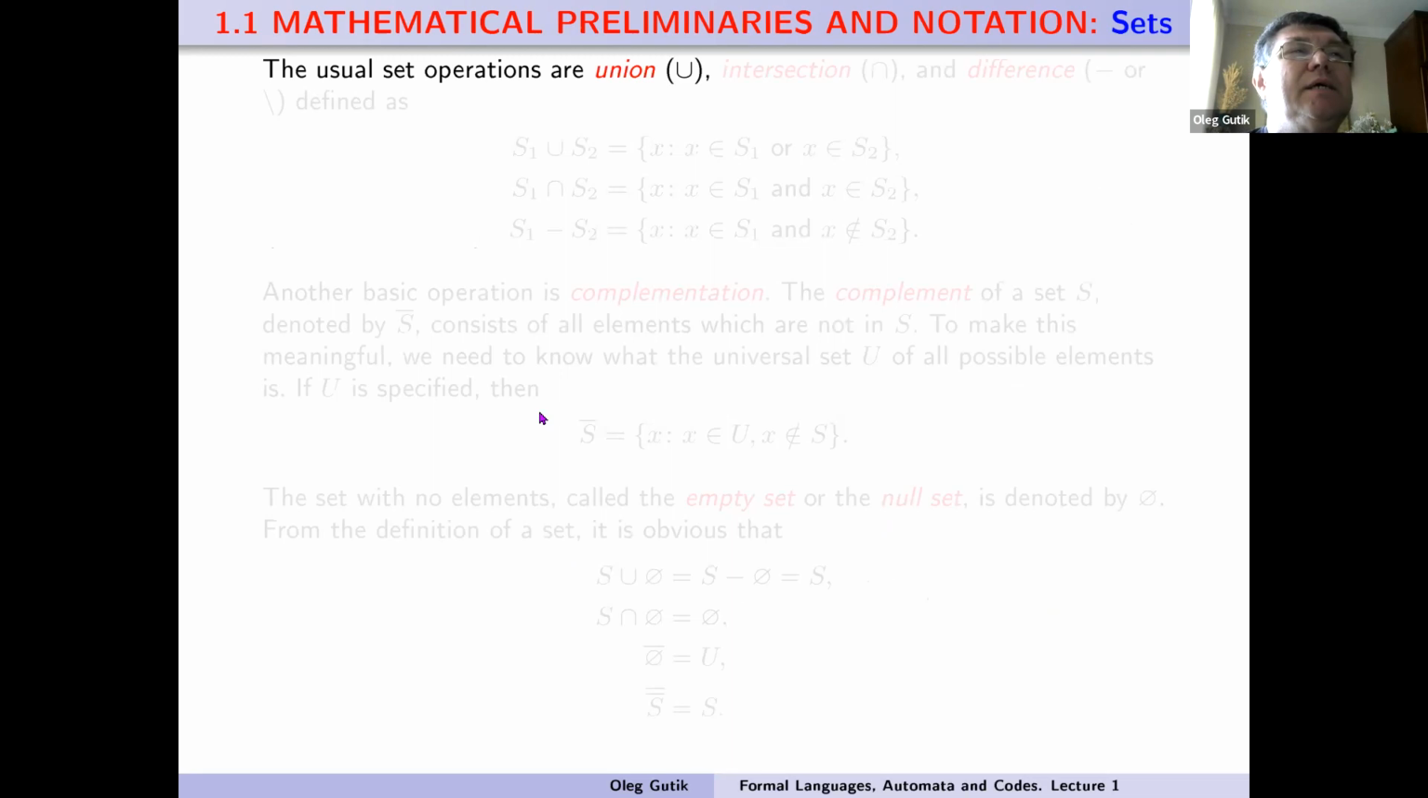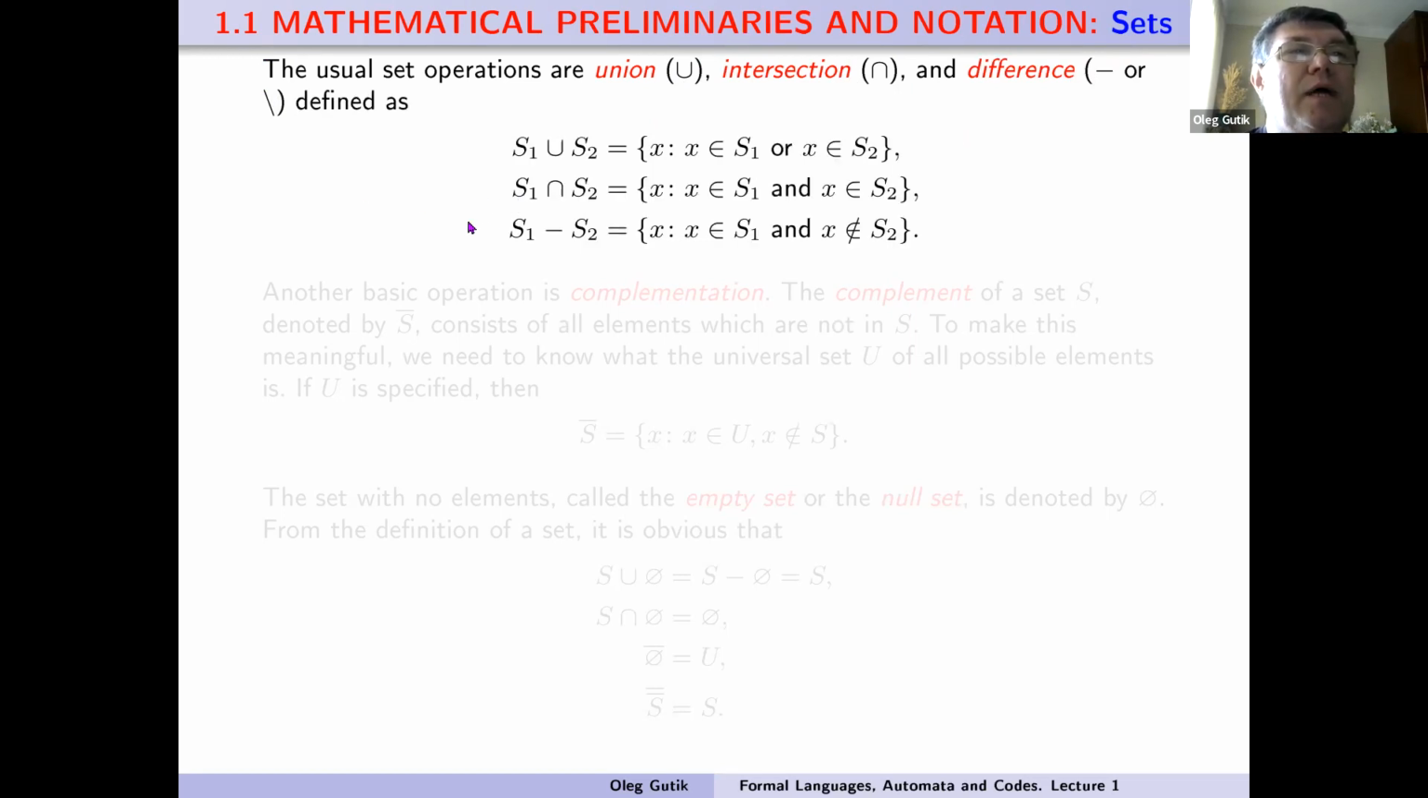The usual set operations are union, denoted by this symbol, intersection by this symbol, and difference by the symbol minus, or set minus. Defined in the following way, the union of S1 and S2 consists of such elements x that x belongs to S1 or x belongs to S2.